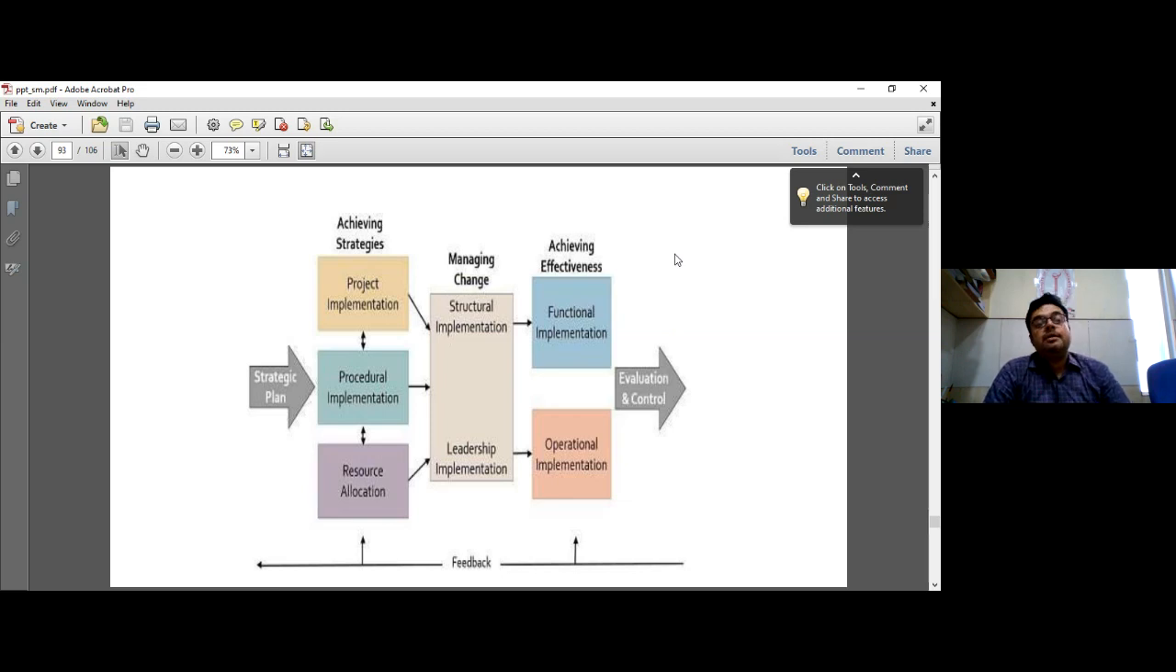So strategic plan, evaluation and control. Strategic plan, there are 3 steps: project implementation, procedural implementation, and resource allocation. That is all about the objectives part. The strategies part, the management of change and leadership, structural implementation and leadership implementation. They come under the managing change part, and the achievement of effectiveness for functional implementation and operational implementation. They come under the evaluation and control part. So there are 3 steps in this structure.